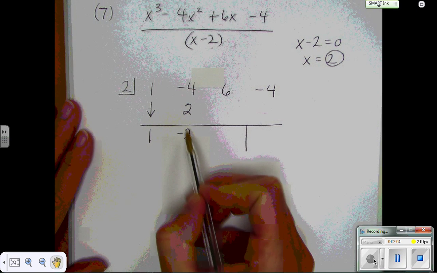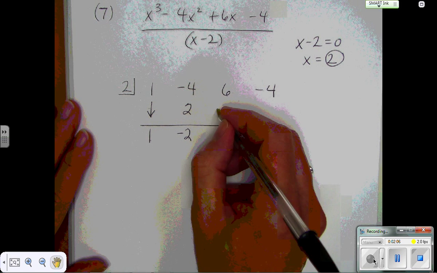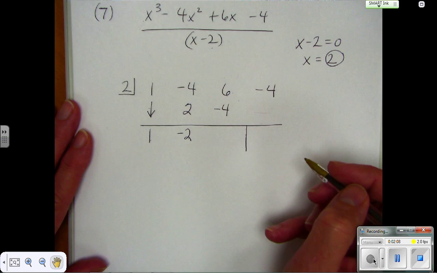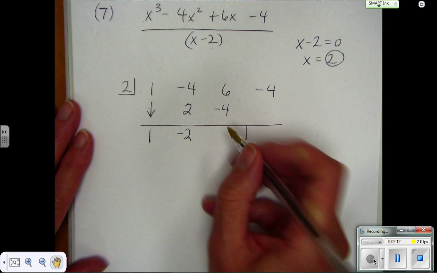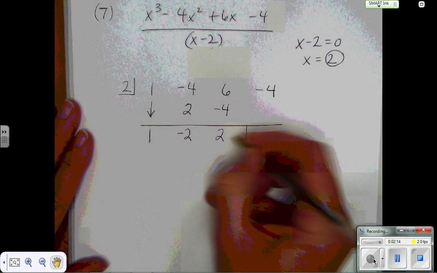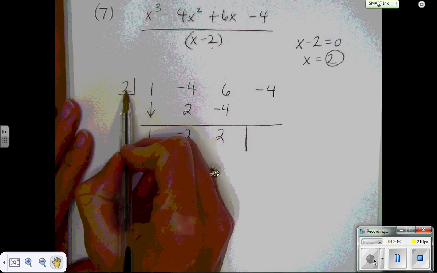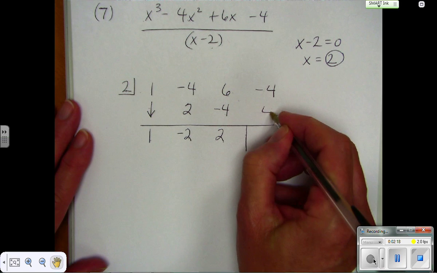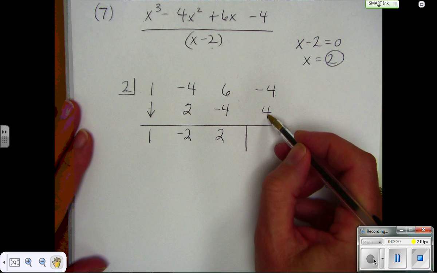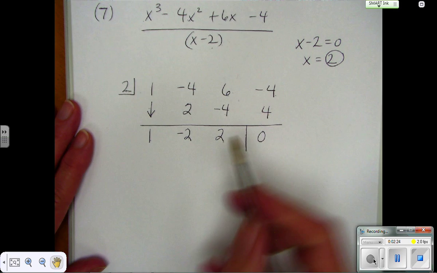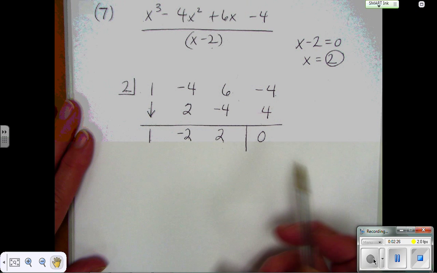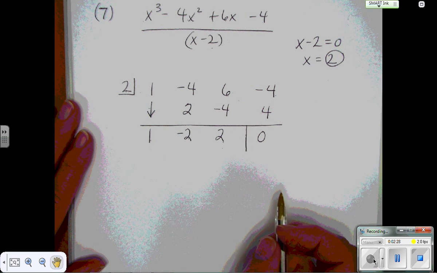Take negative 2 times positive 2, that's negative 4, write it underneath the third term, or the third number. Add those two together, that's going to be a positive 2. Take that number times the number in the box, 2 times 2, that's going to be 4. Negative 4 plus 4 is 0. Okay, so what you just got were all the coefficients of your quotient that you're dividing to get.